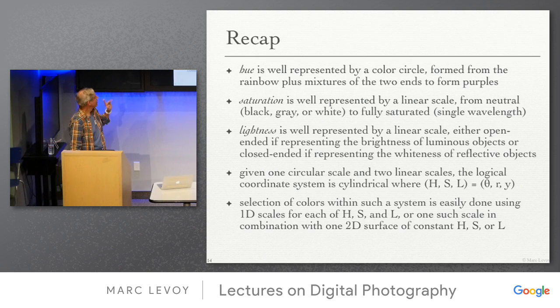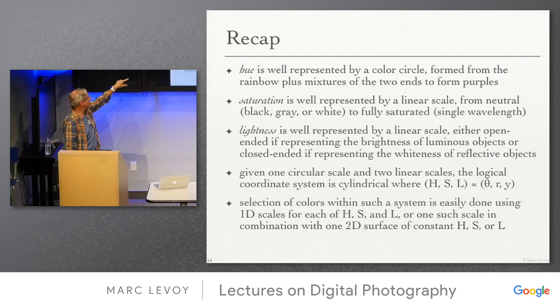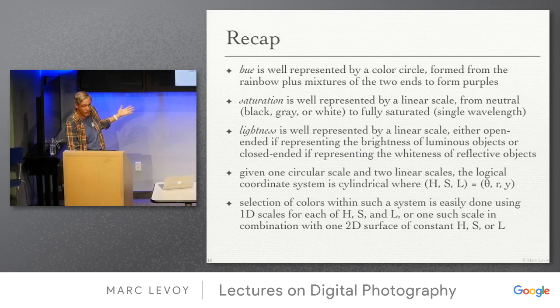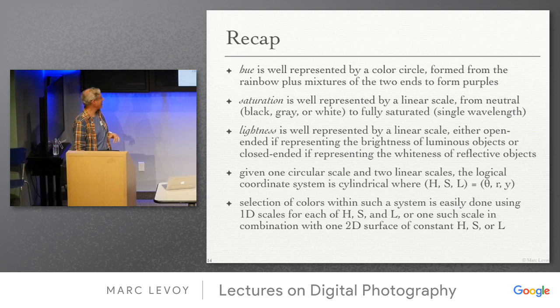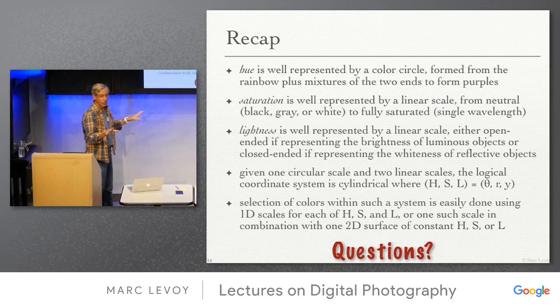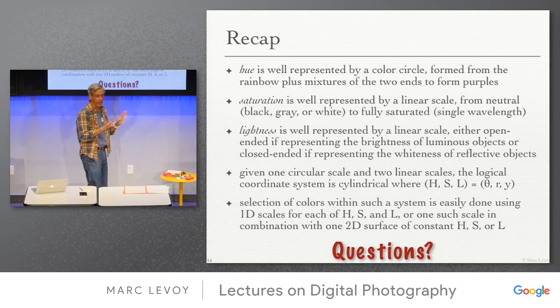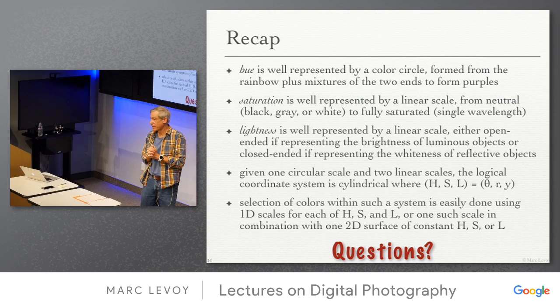Okay, so we've talked about the artist's system that has hue, saturation, and lightness, which is a circular and 2 linear scales, makes a cylindrical system, and then you can build selectors based on that. So any questions about this? Because that's all I'm going to say about these artist cylindrical systems.